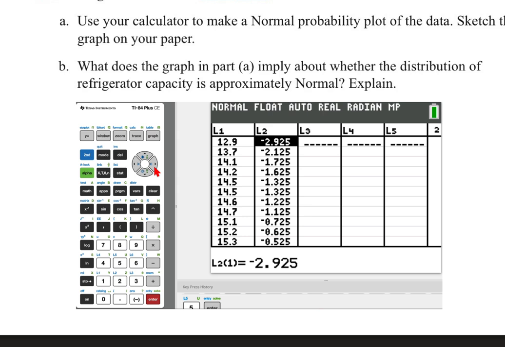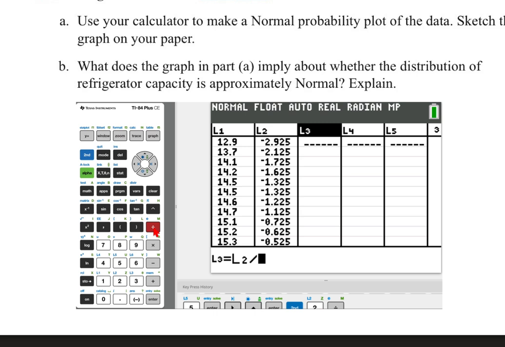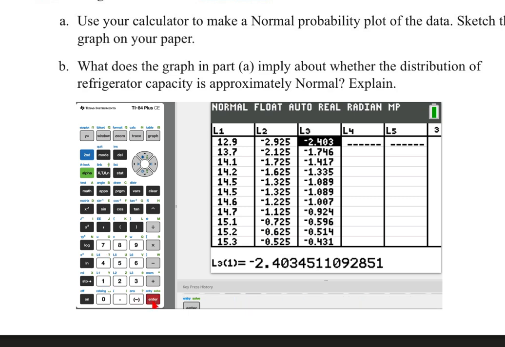But now we want to change the standard deviation, and we'll do that by dividing each of those pieces of data in L2 by the standard deviation. Let's do that now. Highlight L3, hit enter, and now we want L2 divided by the standard deviation. So L3 is going to be all z-scores. Okay, and those kind of look like z-scores. Negative 2.4s, pretty far from the mean.